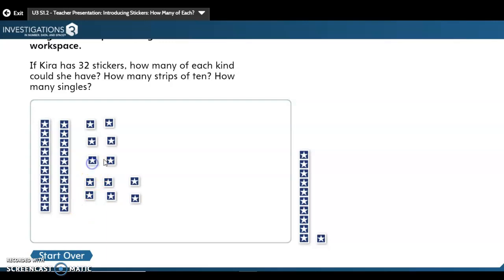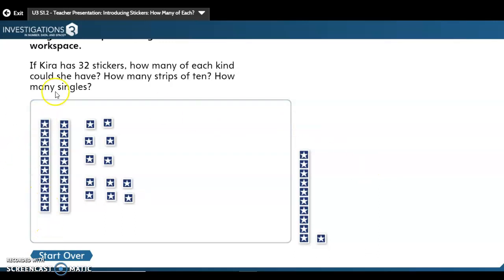Now, one thing I want you to notice is to really pay attention to how I've tried to organize my stickers. I've tried to keep the singles in rows of 5 so that I can go back and count them easily. And try to keep the singles together so that we can see what we're counting when we go back and count. So let's look and see if we have 32 stickers.